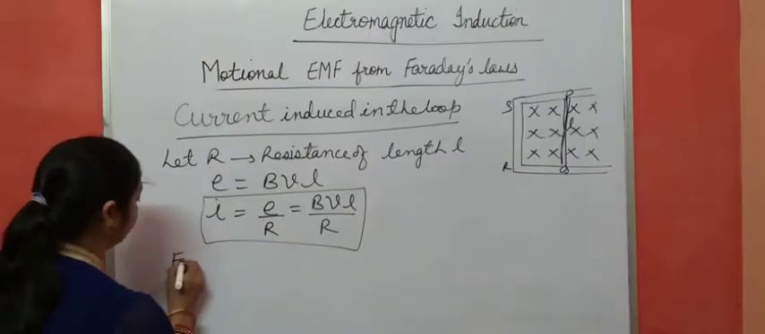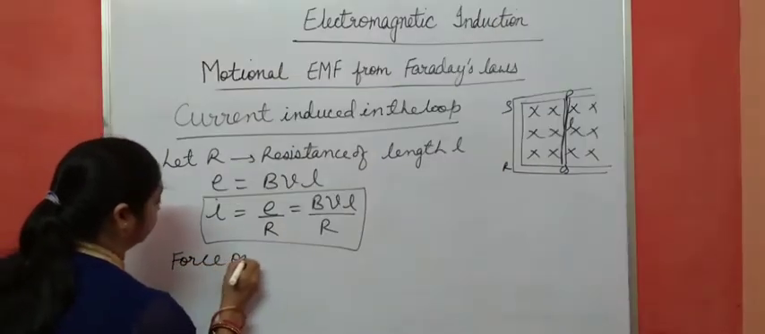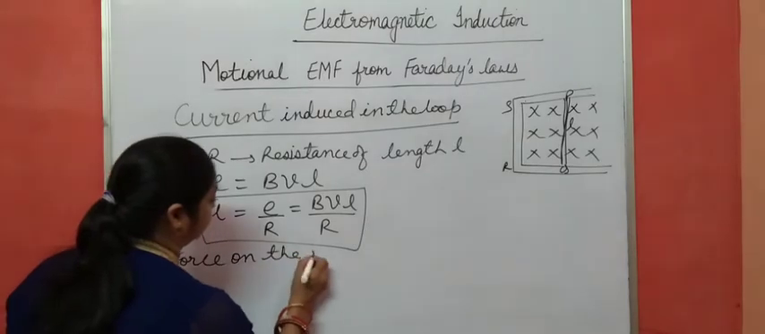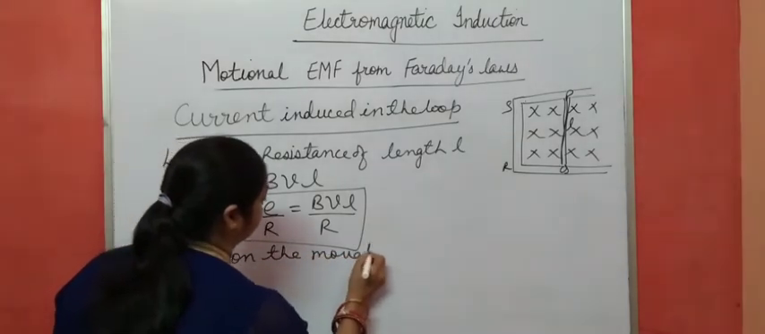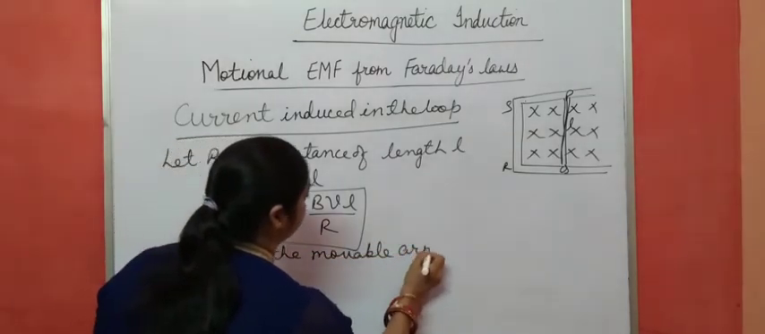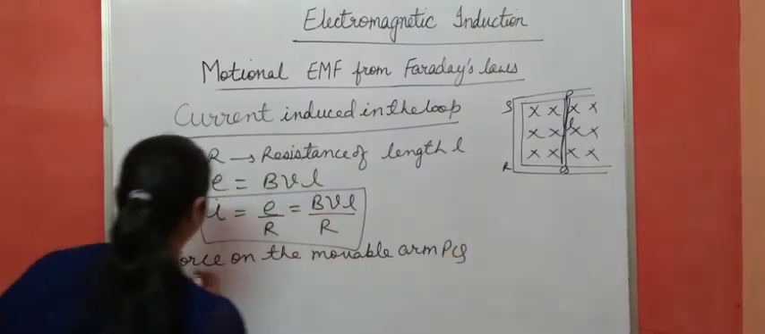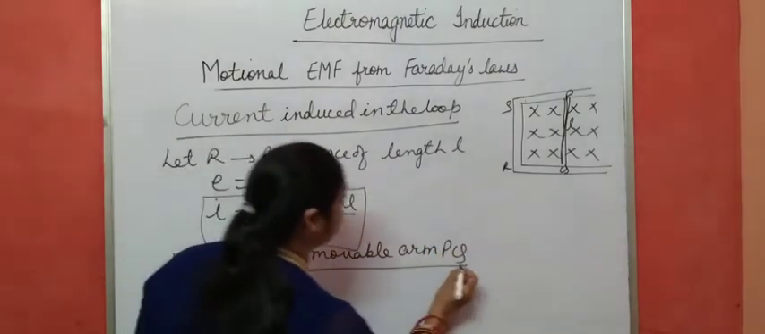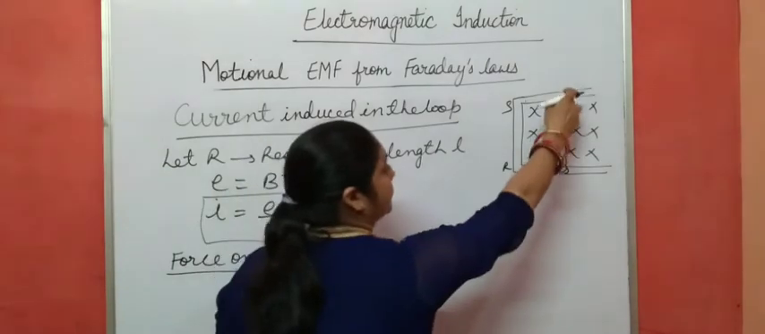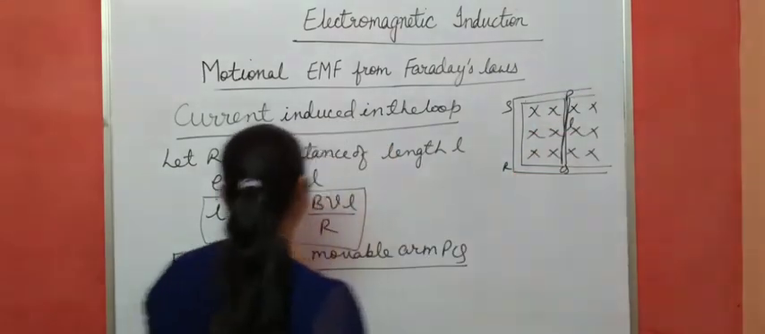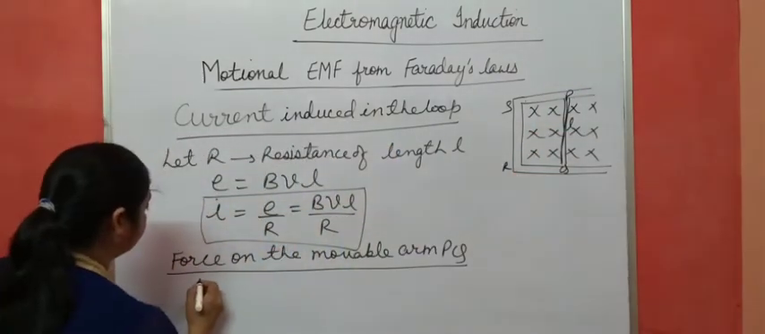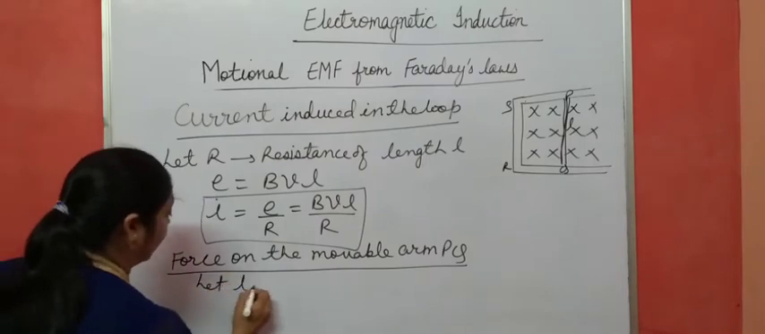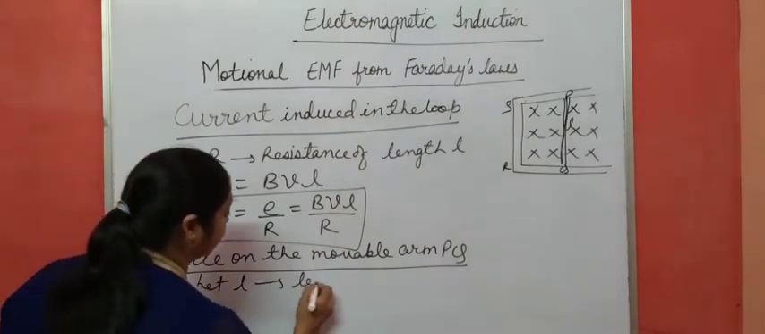Next, the force on the movable arm. Movable arm PQ, right? Due to that induced current, what is the force on this arm PQ? Let L be the length of the conductor PQ.